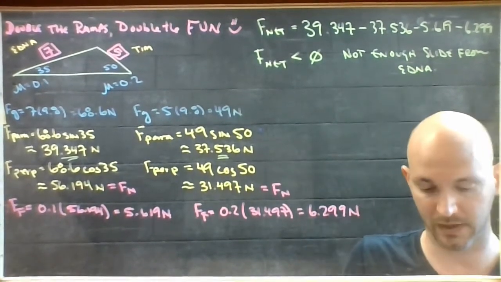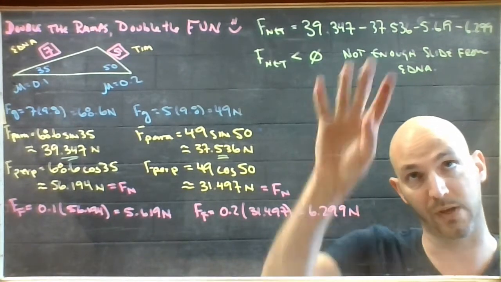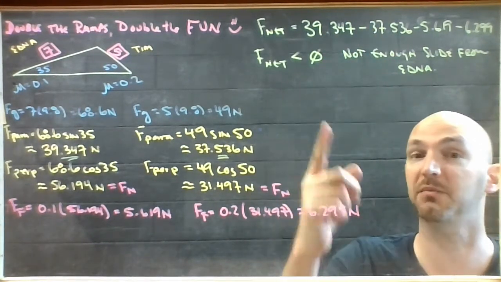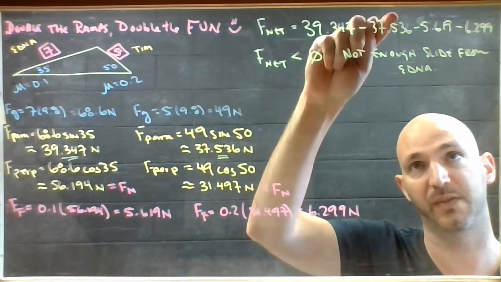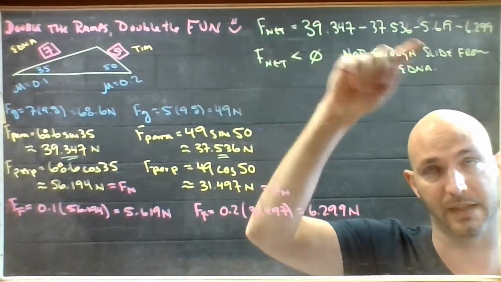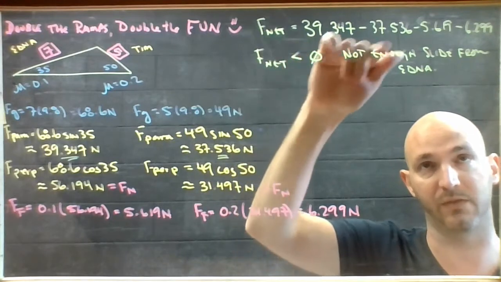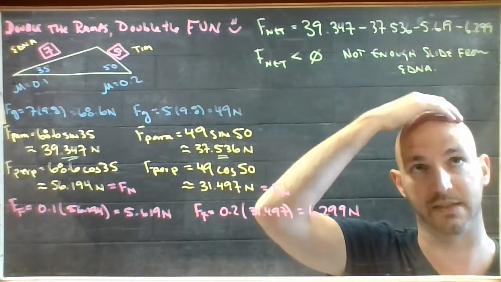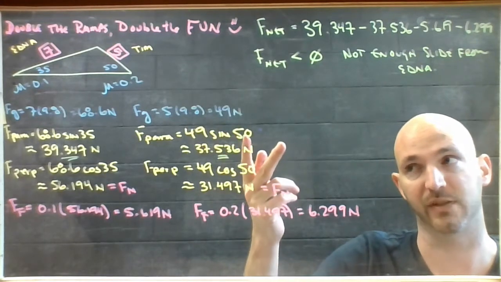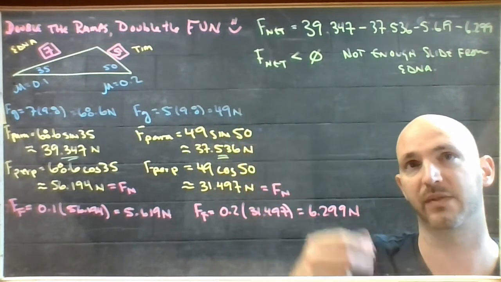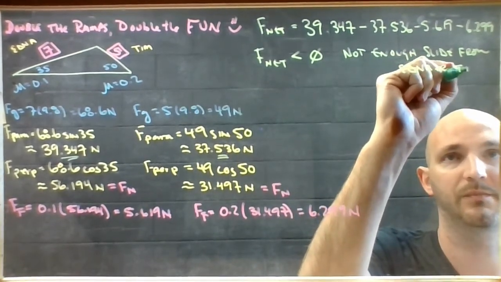Okay, so 2 reasons that might have happened. One, we screwed up the setup here, and it is in fact Tim that's going to win. So if I were to reverse those, put 37 here and 39 there, 37 minus 39 is negative 2. We've already lost. Negative 2 minus 5 is negative 7, minus 6 is negative 13. So even if I switch the directions, I still don't have enough slide. So there's not enough slide from Edna or Tim.